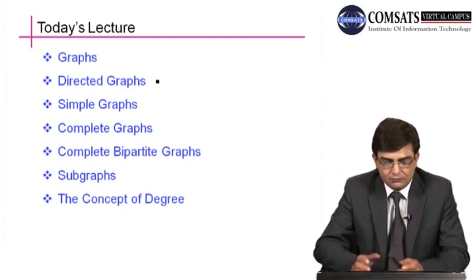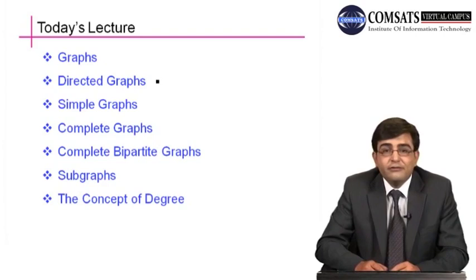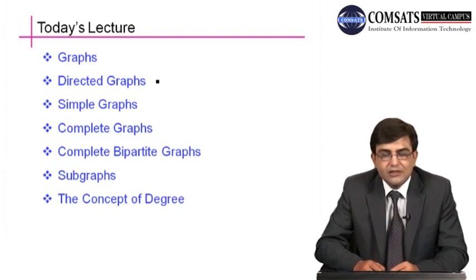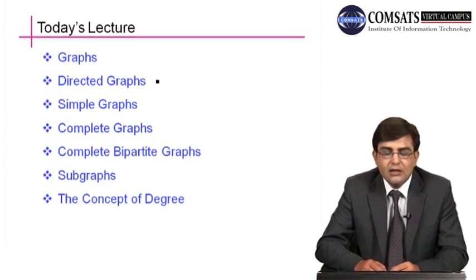graphs. We shall see where graphs come from, what kind of problems we can deal with using this theory of discrete mathematics, and then we shall discuss definitions and some terminology and notations involved in graphs. We shall also discuss directed graphs, simple graphs, complete graphs, complete bipartite graphs, and then some subgraphs, and at the end we shall discuss what is the degree of the graph.